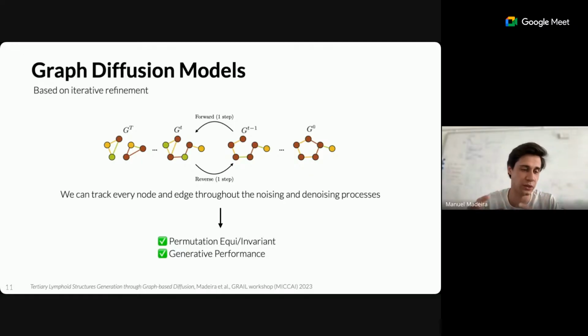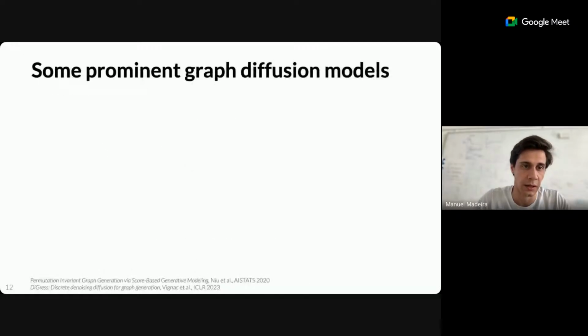So whenever we need to put the graph into the computer, we have to set an order for the nodes. So basically, we are assuming a node ordering. But the representations that we learn throughout this type of formulation become invariant to the permutation, so basically to the node ordering that we assume in that implementation. And besides that, they also enable state-of-the-art generative performance.